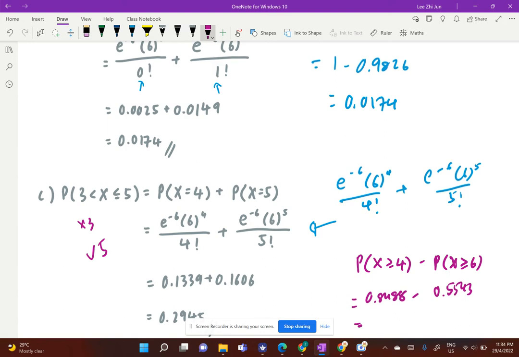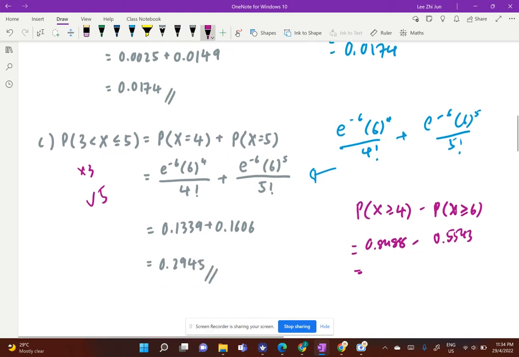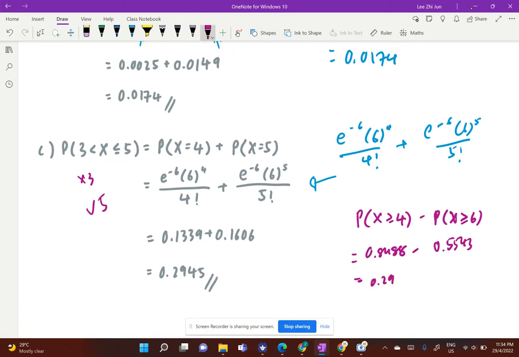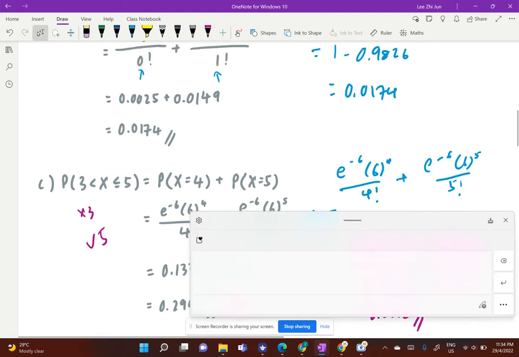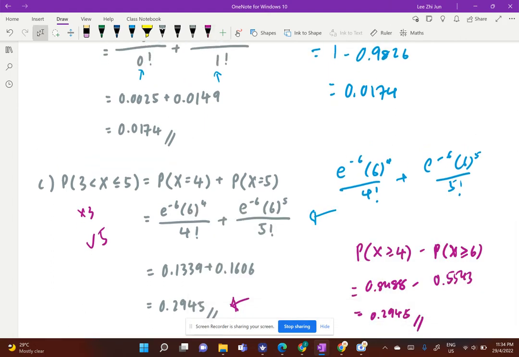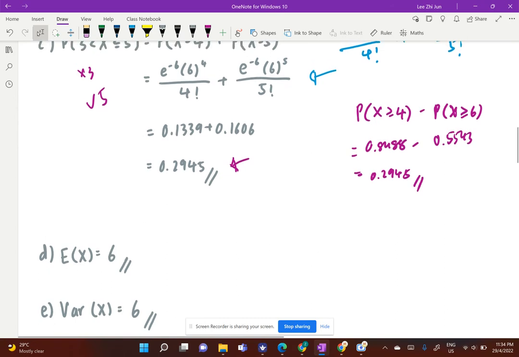0.8488 minus 0.5543. So what I will get is 0.2945. Yeah, it's the same as the formula that I used. Okay, D and E is to find the mean and variance respectively. So the mean is equal to lambda, which is 6, and the variance also equals lambda, which is 6.